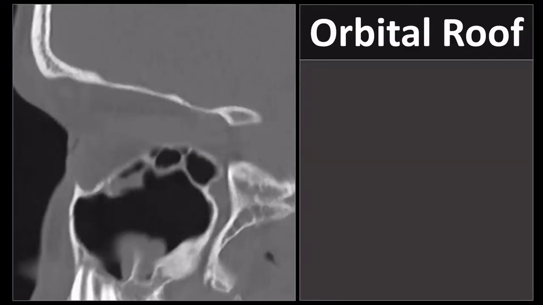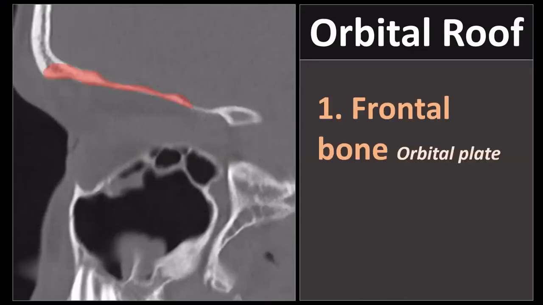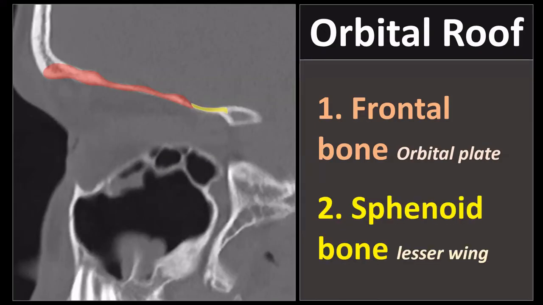Let's start with the orbital roof. The orbital roof has 2 major components, and I'm showing you sagittal images because the 2 are best seen on sagittal images. For the most part, the orbital roof is composed of the orbital plate of the frontal bone, and then at the back, overlying the optic canal, we have a small part of the lesser wing of the sphenoid bone, and this structure over here is the anterior clinoid process of the sphenoid bone.